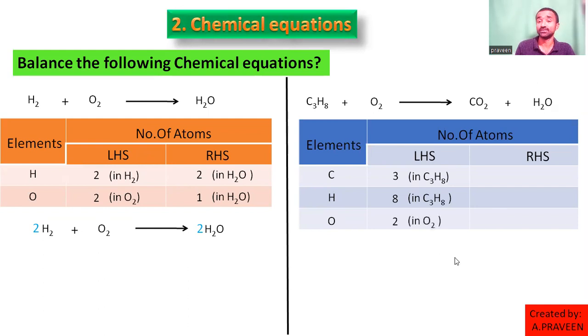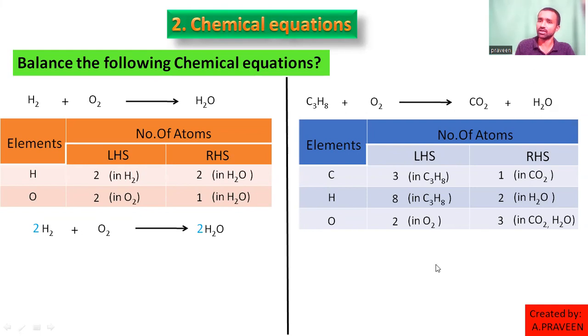Next, on the RHS, the count of carbons is 1 in CO2, C only 1. Next, 2 hydrogens in H2O. Then what about oxygens? 3, that is 2 plus 1, from CO2 and H2O. The location is also given. Look at them. How clear it is. Very clear. If you find any mistake, you can go to that location and verify yourself. It is easy. Then balancing.